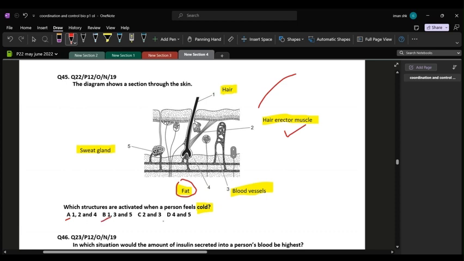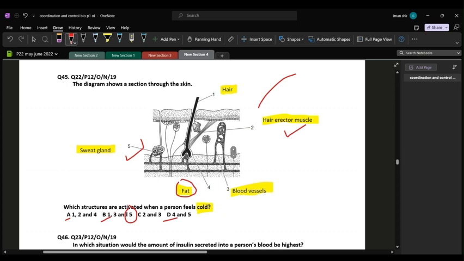B and D also cannot be your options. Why? Because it says fifth structure, which is our sweat gland. In cold conditions our sweat gland does not need to get activated because we do not need more sweat production. Our body is already feeling cold. So we cannot produce a mechanism that further makes the body cooled up because that is what sweating does.